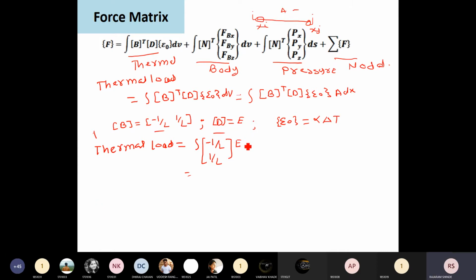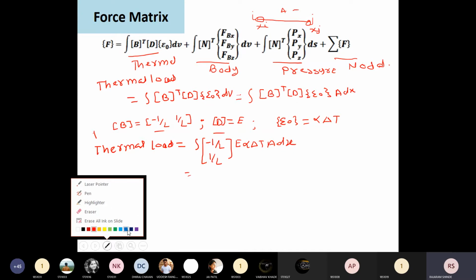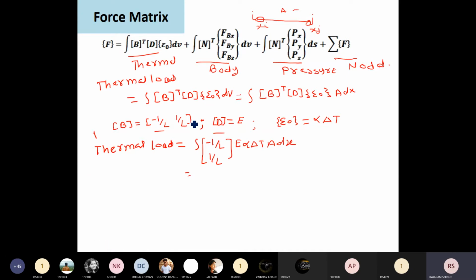This is D. Next is epsilon 0, which is alpha delta T. Next is A dx. Now you see here, all the terms in this integration are constant. Means these terms are constant up to A, and only dx is there. So I can write here, this is A E alpha delta T. Am I right?